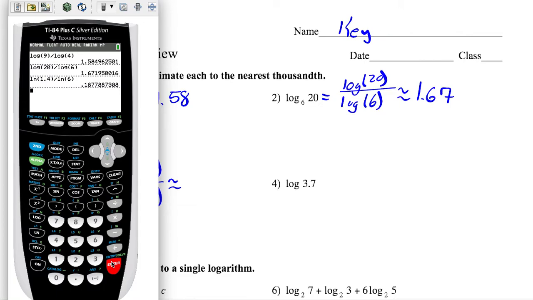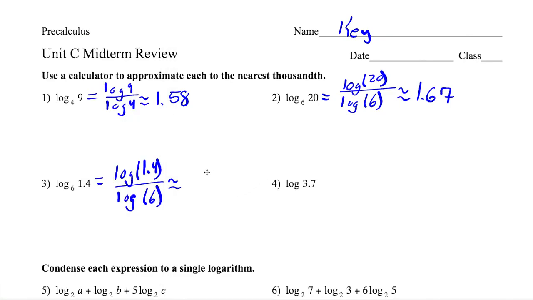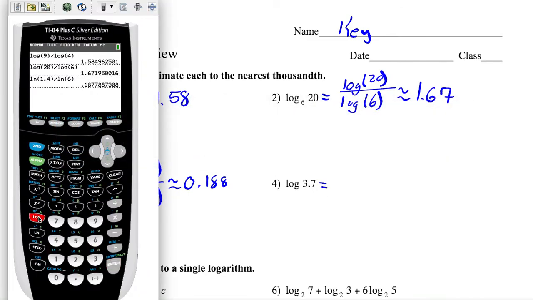And I'll give you the same answer as log. So 0.188. Here, this is actually just what it is. So we can put log 3.7.